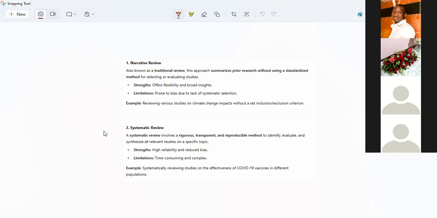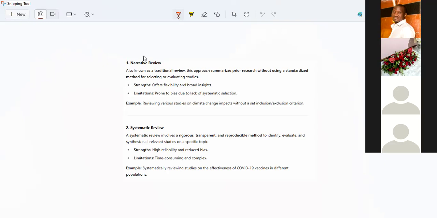Then we have a systematic review, which involves a rigorous, transparent, reproducible method to identify, to evaluate, and to synthesize all the relevant studies on a specific topic. Its strength is that it has high reliability and also reduces bias. The limitation is that it's time consuming and it's complex. So the systematic review may be used, for example, when you're reviewing the effectiveness of COVID vaccines in different populations. So you'll be moving systematically from how COVID came. So we have a narrative review, we have a systematic review, and we have what we call a meta-analysis and a scoping review. So these are the 4 types of literature reviews that you need to know.